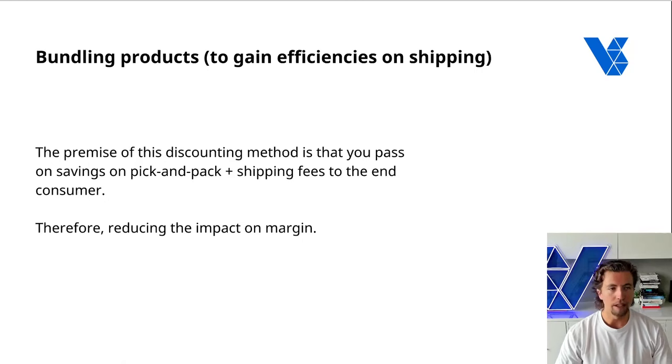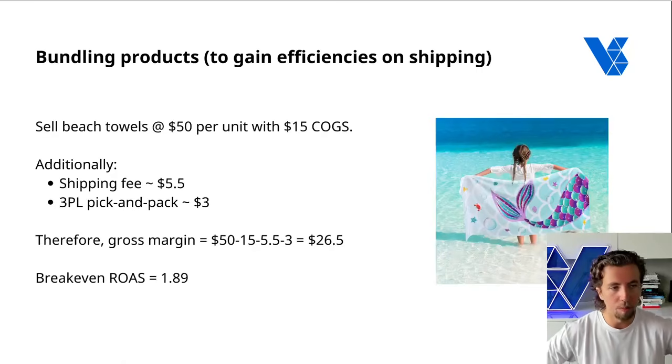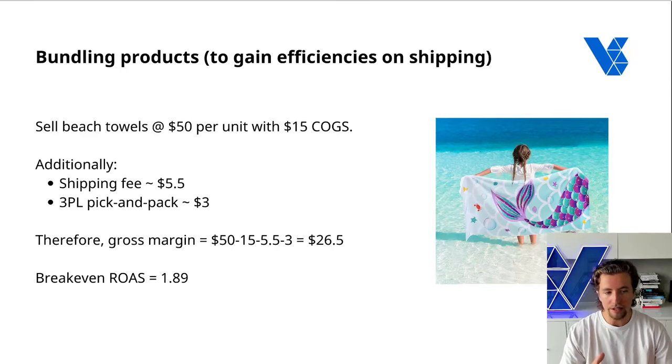The first one is bundling products. And the reason why we bundle products and the premise of this discounting method is that you pass on the savings on pick and pack and shipping fees to the end consumer, which reduces the impact that it has on your margin. So let's run through an example, and we'll be using this example right here and these individual unit economics throughout all of these different examples that we're going to run through.